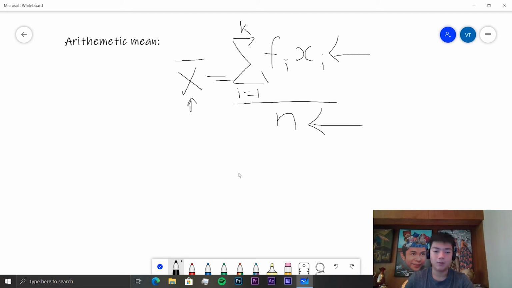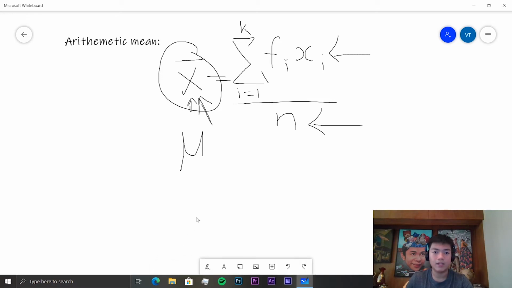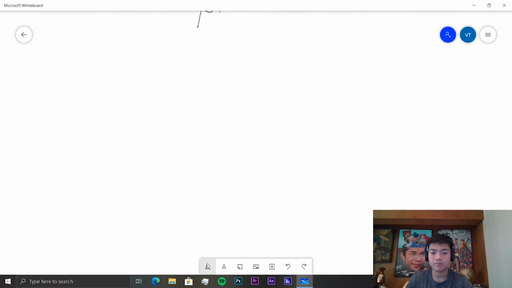I'm sure you've all done this before. If it's a sample, we express the arithmetic mean as x with a line over it. However, if it's the whole population, the mean of the whole population, we use the symbol mu, the Greek character mu, for the mean of the whole set of data.